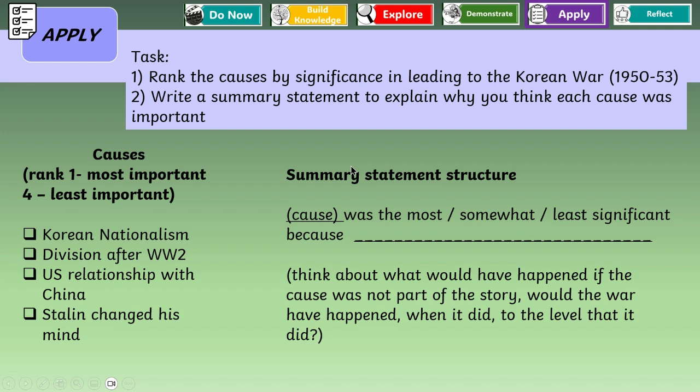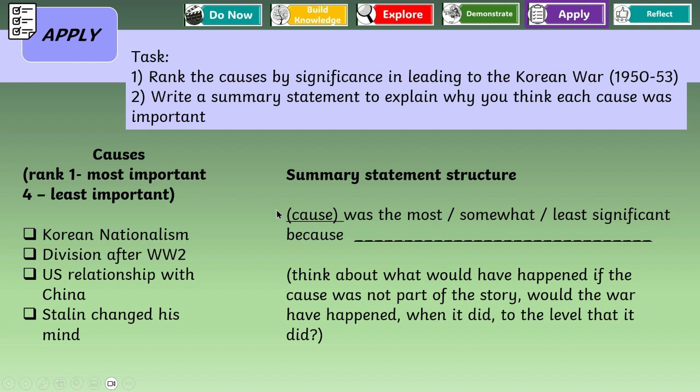Okay. Then what you're going to do, so you've worked out your causes, we've got 4. You're going to rank the causes by significance, in leading up to the Korean War. So which one do you think was the most important reason why that led to the war, and which one less so? So rank them first, number 1 most important, 4 least important, and then you're just going to write 4 summary sentences about each one.